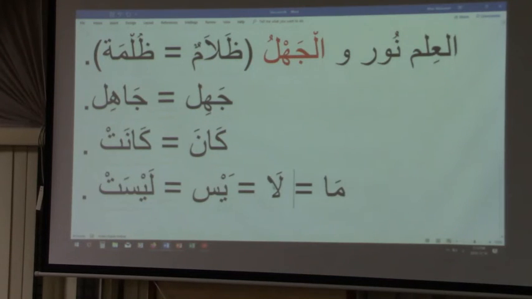Ma is not, la is not, and laysa is not. Laysat is also not. So that you don't get confused, inshallah. Even though you are zalimeen, I'm still kind to you. So laysa for male and laysat for female. Laysa مذكر, laysat مؤنث. خلاص? Okay.